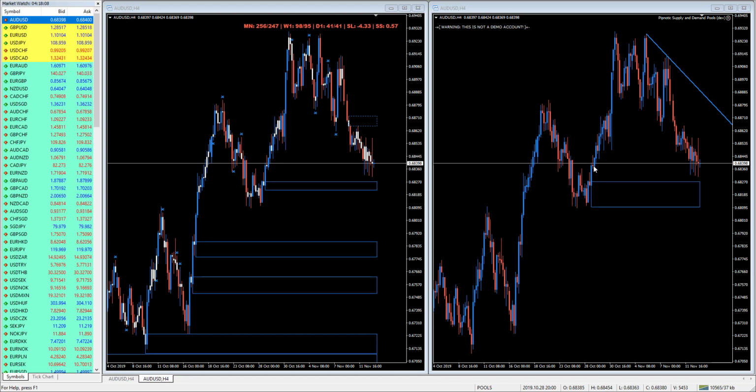Today I'm going to show you some of the updates to the Pools robot, and I'm going to tell you how I'm using it. So I've made a big change to the overall functionality of Pools because I wanted to try and simplify its use.